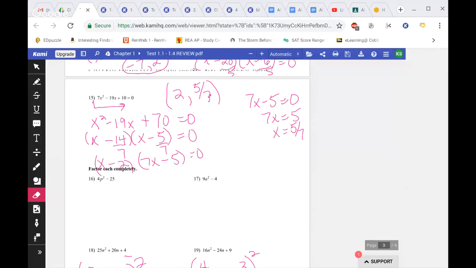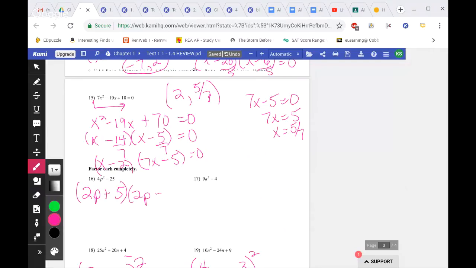2 and p. Yes, so 2p. Okay, and what is the square root of 25? 5. So this is the difference of two squares. And it's that special factoring pattern because that middle term is going to cancel out. Remember that? The difference of two squares. It's a special factoring pattern. Yes, ma'am. Do you remember that? Yes, ma'am.